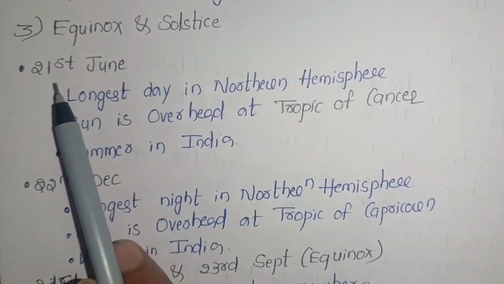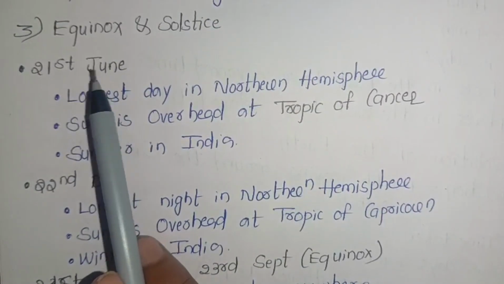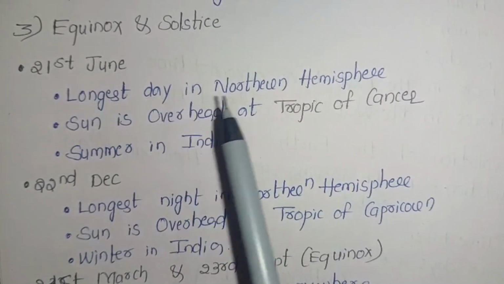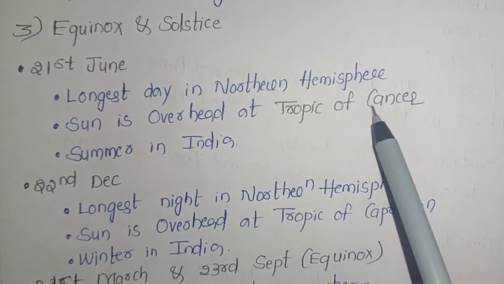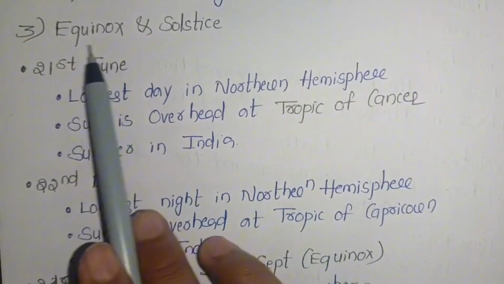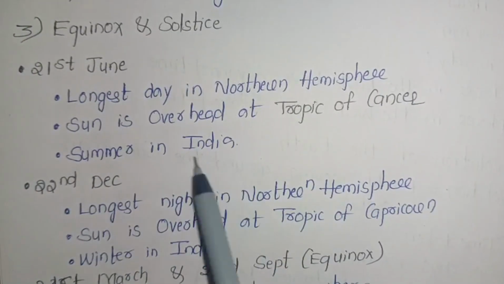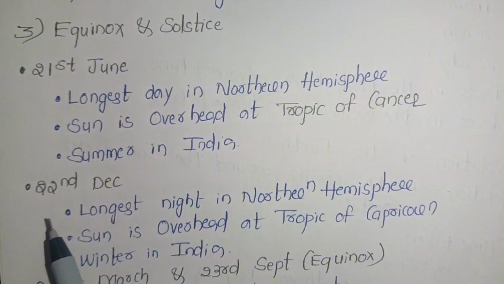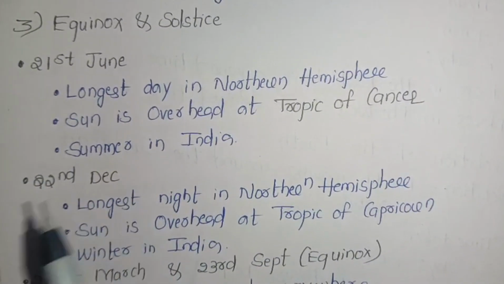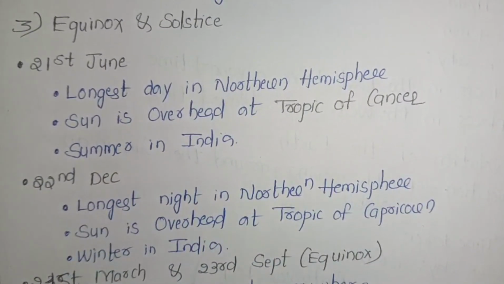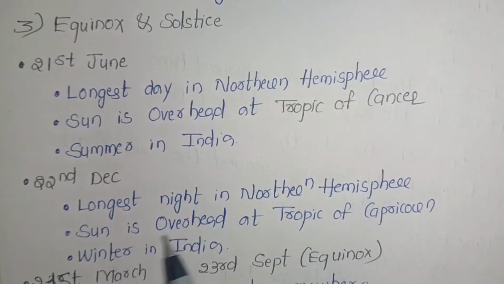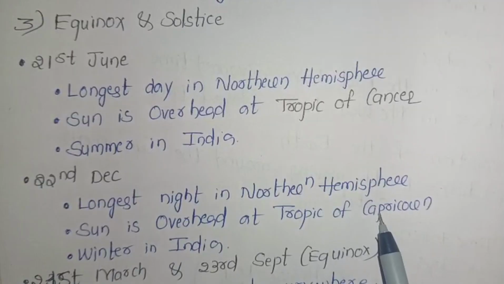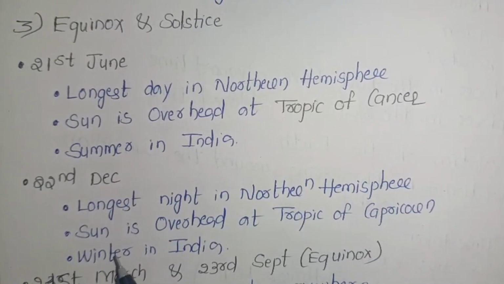Now let's discuss 21st June. 21st June is the longest day in the northern hemisphere. The Sun is overhead at the Tropic of Cancer at that time, on 21st June. So in India, summer occurs. The other one is 22nd December. 22nd December is the longest night in the northern hemisphere. The Sun is overhead at the Tropic of Capricorn at this time. In India, winter occurs.